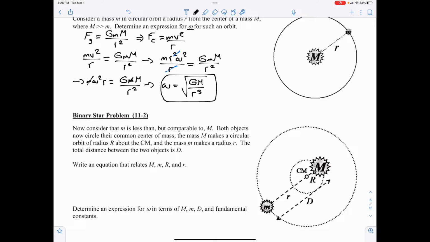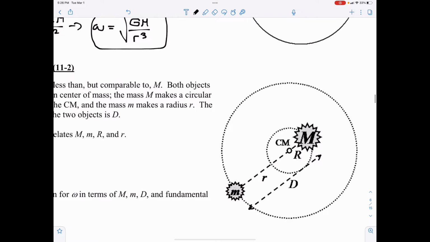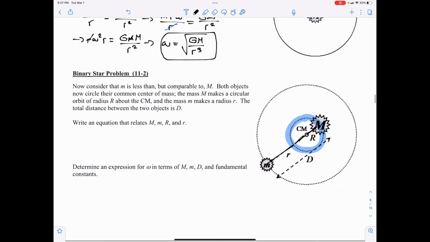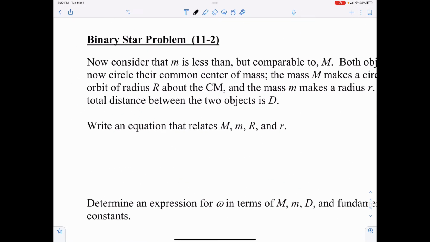All right, so let's take a look. Their common center of mass is this dotted line right there. So the total distance between the two objects is d. You can see that this big M is orbiting a distance of big R away from their common center of mass, and the little m is orbiting at a distance little r away from their common center of mass. So what is true about this? The center of mass is the same for both stars. That's why it is called a common center of mass.